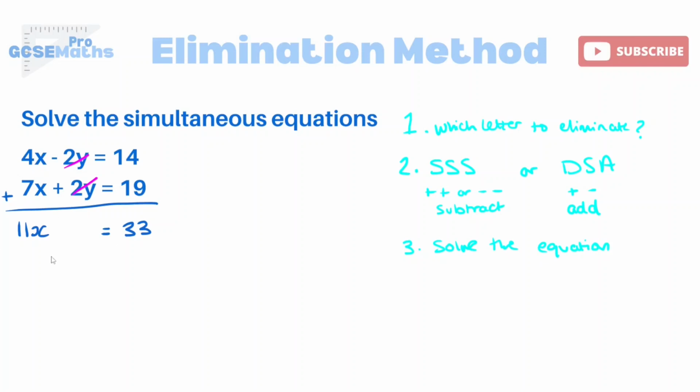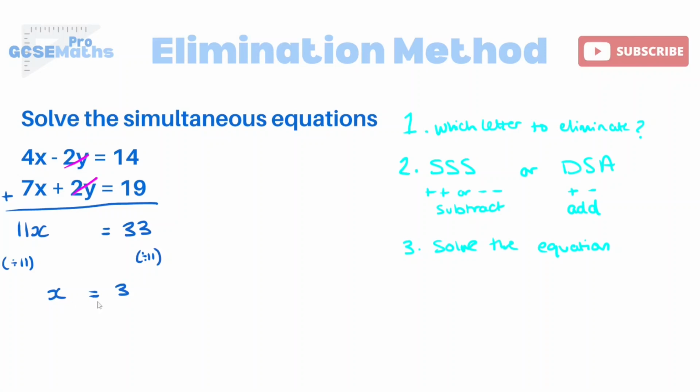When we want to solve a linear equation, we want to get x, or whatever letter it is, just on its own, don't we? Well, the 11 is in the way, isn't it? I don't want 11x, I just want 1x. So the opposite would be to divide by 11. So 11x divided by 11 is obviously just 1x, and 33 divided by 11 is 3.